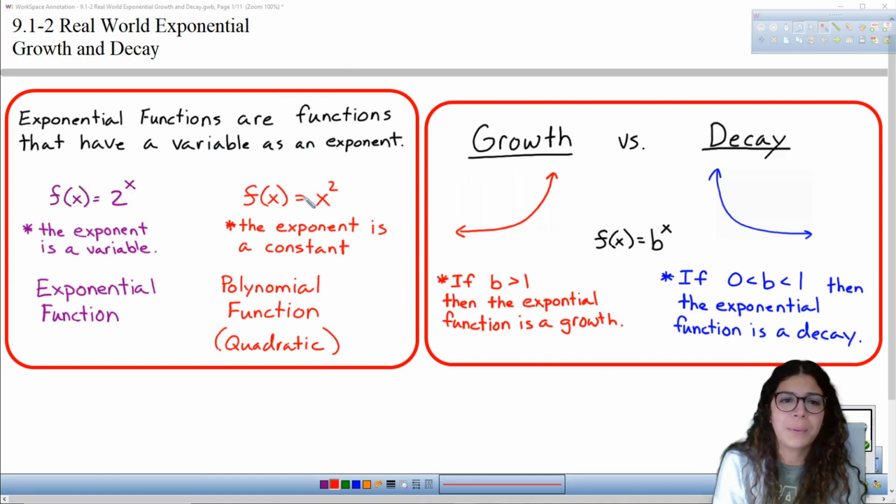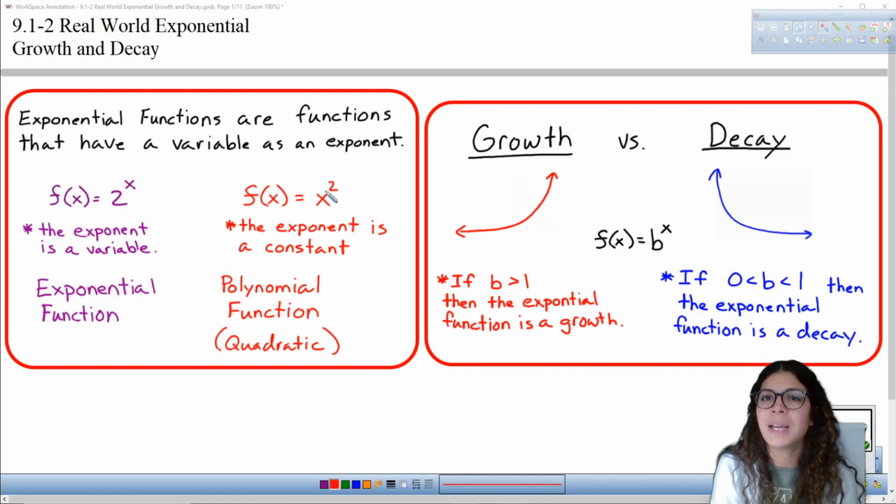So for example, on the right here, we have a function f of x equals x squared. Now notice we do have an exponent, but that exponent is a constant value. It's a fixed 2. This is actually a polynomial function, right? It's degree 2, so it's a quadratic function. This is not an exponential function.